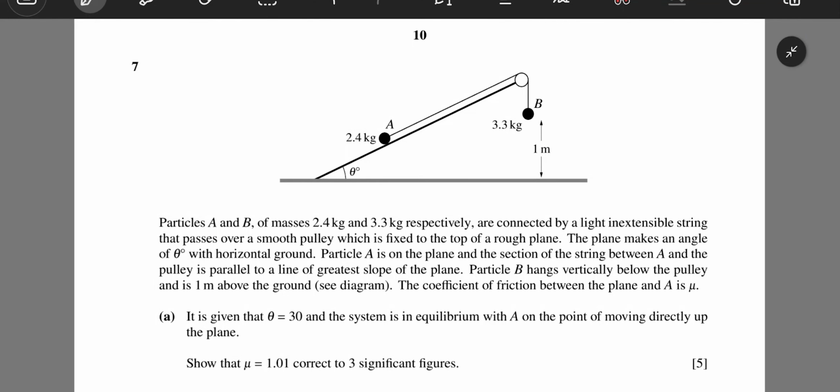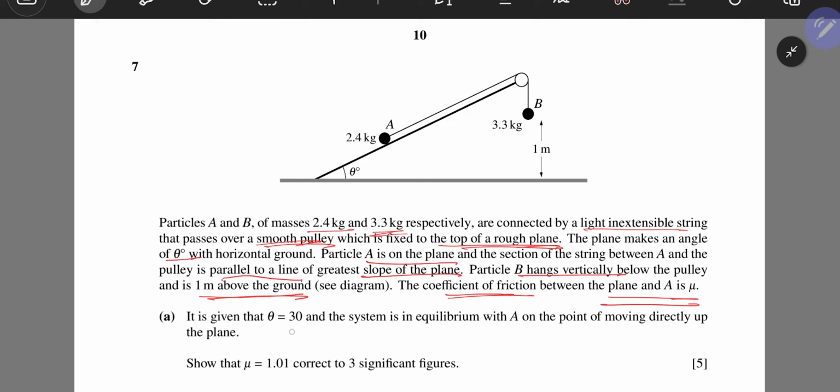This is question 7. Particles A and B of masses 2.4 kg and 3.3 kg respectively are connected by a light inextensible string that passes over a smooth pulley which is fixed at the top of a rough plane. The plane makes an angle of theta with the horizontal. Particle A is on the plane, and the section of the string between A and the pulley is parallel to the line of greatest slope. Particle B hangs vertically below the pulley and is 1 meter above the ground. Coefficient of friction between the plane and A is mu.